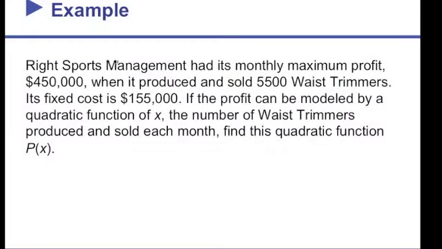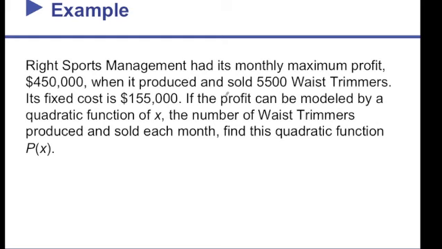Now, Wright Sports Management had its monthly maximum profit of $450,000 when it produced and sold 5,500 waste trimmers. Its fixed cost is $155,000. If the profit can be modeled by a quadratic function of x, the number of waste trimmers produced and sold each month, find this quadratic function.